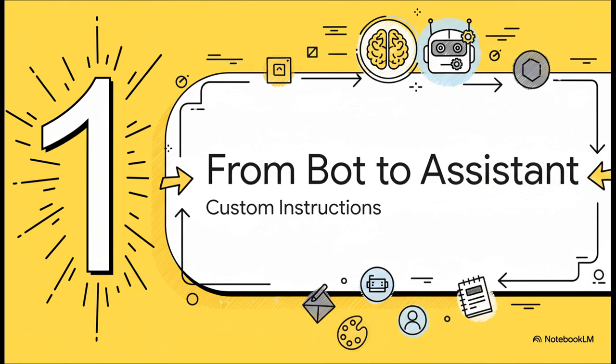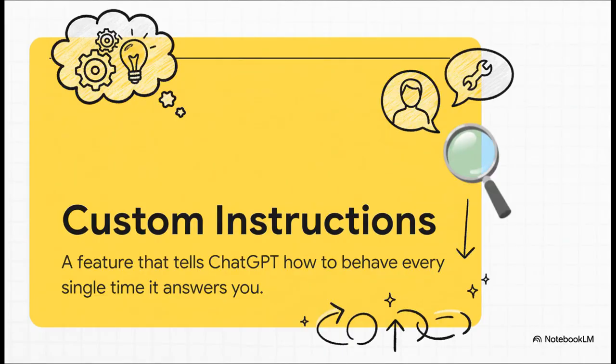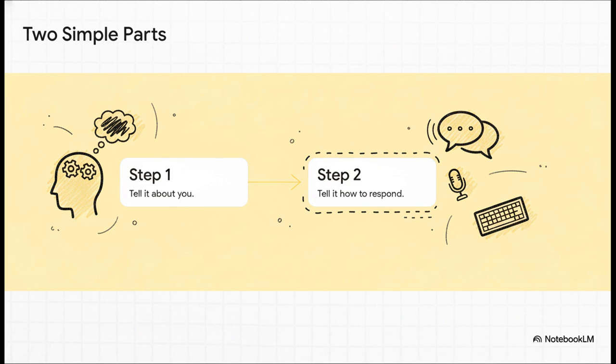This is basically your command center for teaching the AI how to think and act for you. Think of it like this. It's a permanent briefing you give to an assistant. So instead of having to explain yourself in every single chat, you just set your preferences once, and boom, ChatGPT remembers them forever. It is a total game changer. And here's the best part. It's broken down into two really simple steps. First, you tell it about you. And second, you tell it how you want it to respond. That's it. So let's break those down.